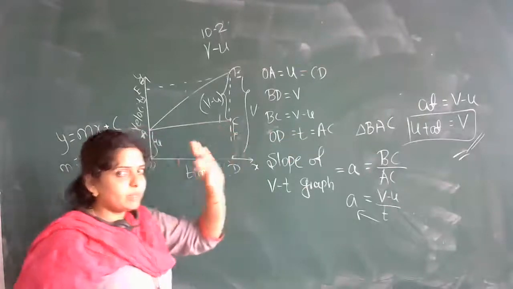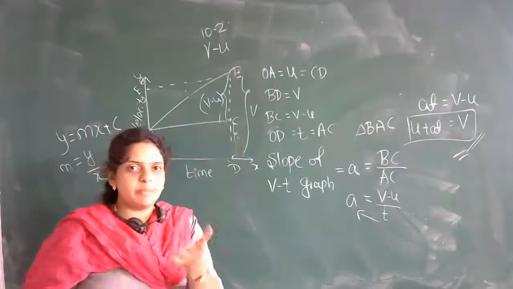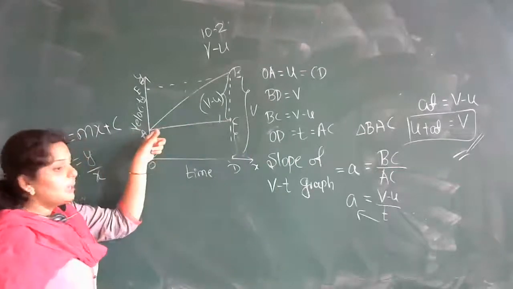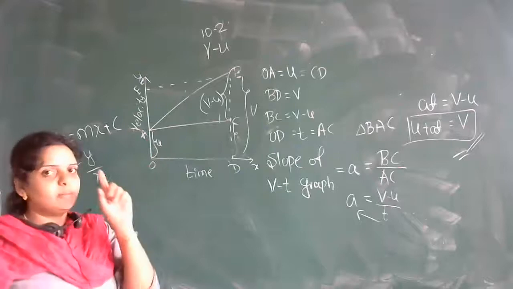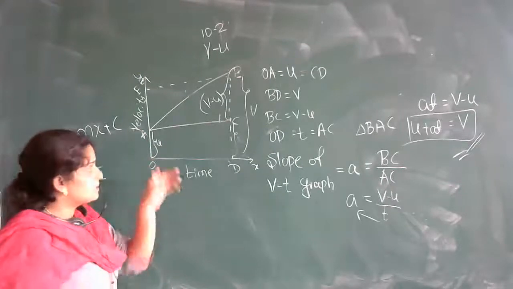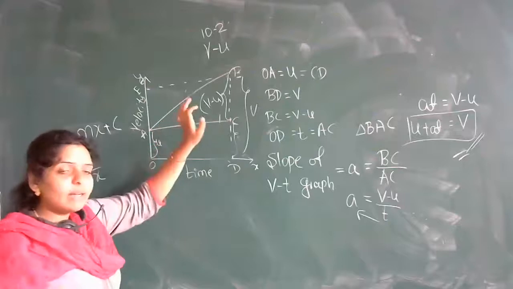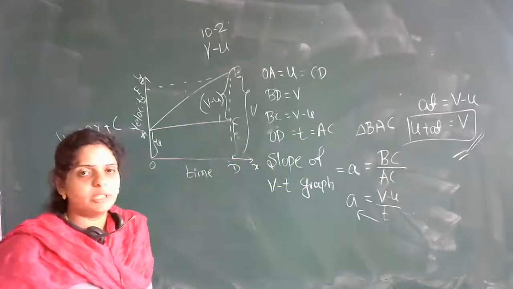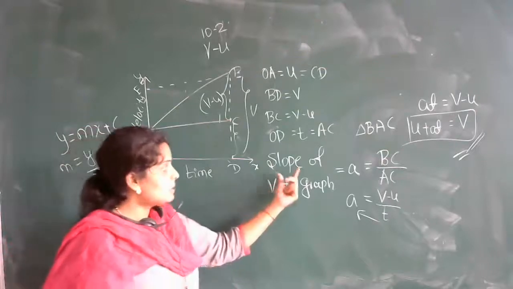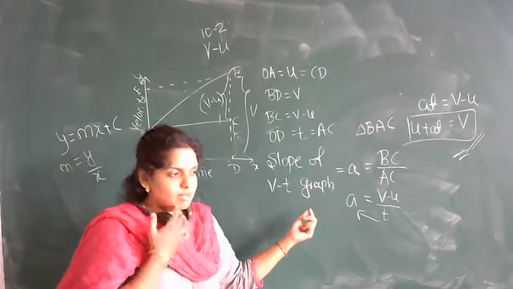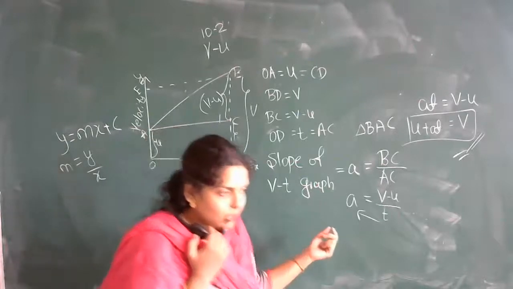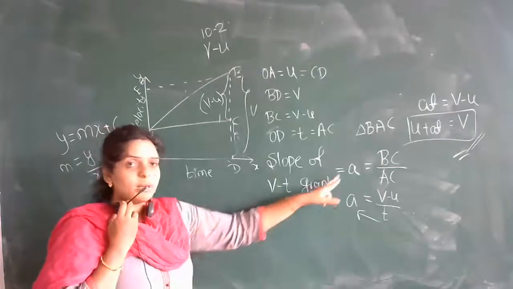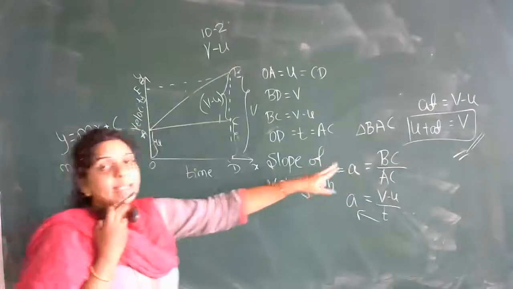Draw this properly, because I have seen many papers where students go wrong: they take point A from the origin. There the mistake occurs. So A is here. So diagram, and after that, this much explanation. What will you start the derivation with? We have the slope of the velocity-time graph, which is equal to acceleration.